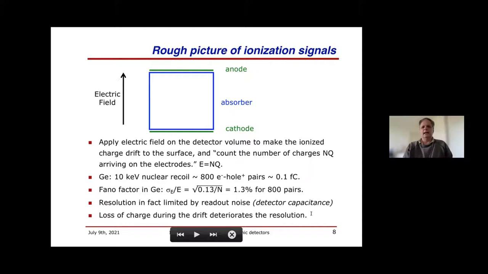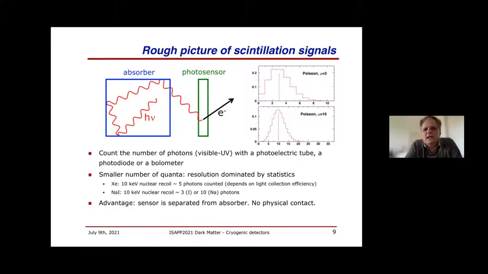And of course, here in this nice picture, all the charge has been collected, but of course you can lose charge if you have imperfections or traps in your detector, which will affect your signal, but you want to design a detector that doesn't have this problem. A rough picture of scintillation is this. You just create scintillation photons, and then you put a photosensor that looks at that, collects as many photons as you can, and then the signal is just how many photoelectrons you can detect here.